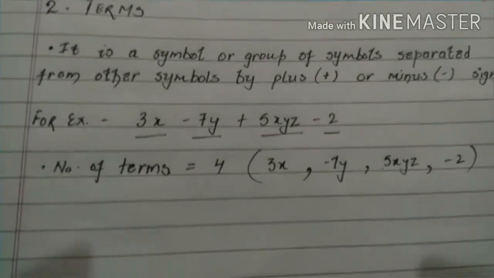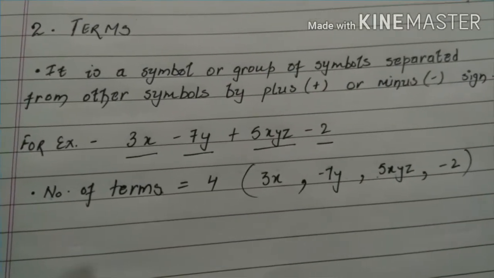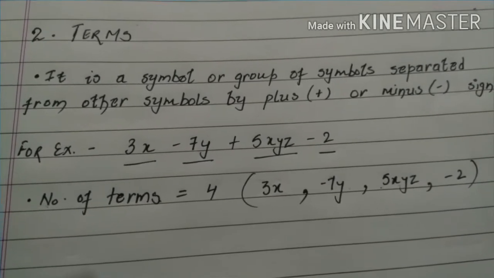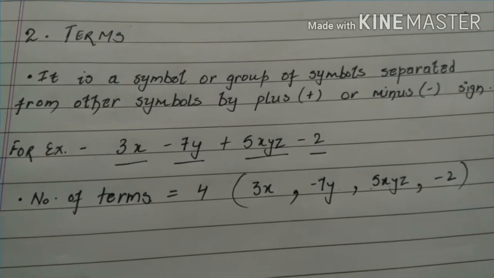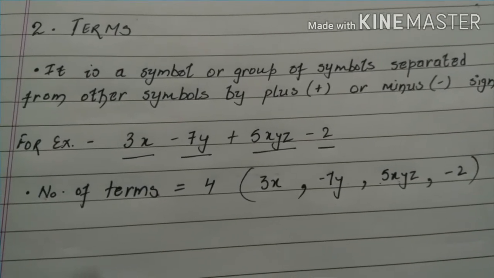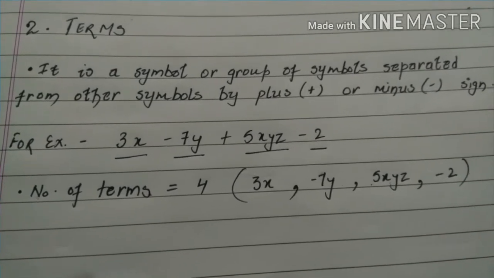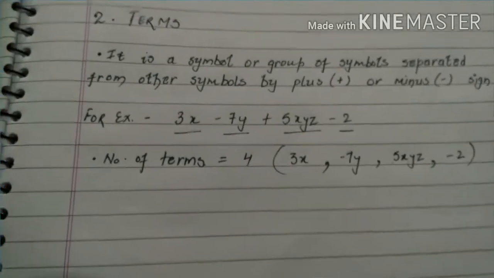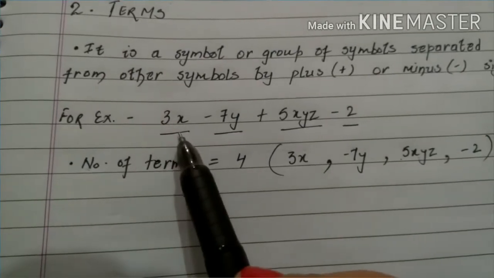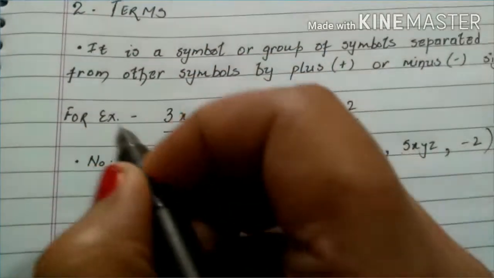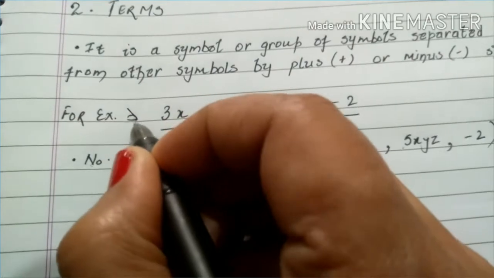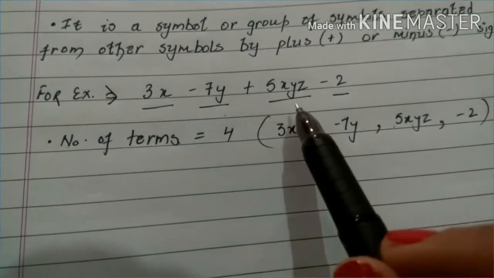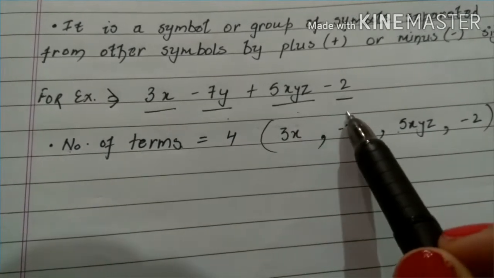Now we are moving to the next important term, which is terms of an algebraic expression. A term is a symbol or group of symbols which are separated from other symbols by plus or minus sign only. It is very simple to understand this. For example, you have 3x minus 7y plus 5xyz minus 2.